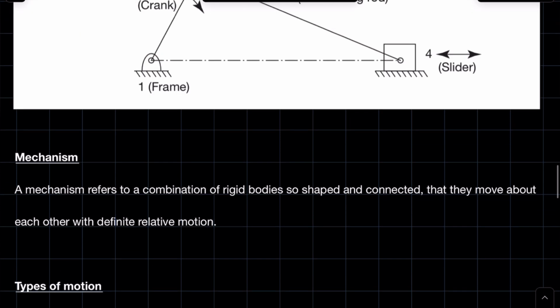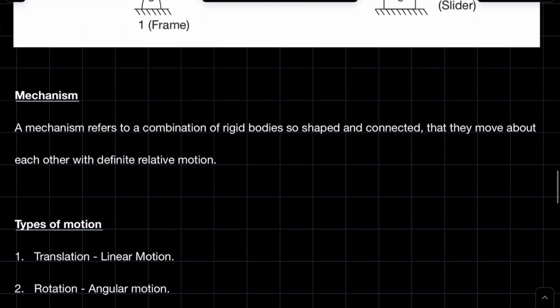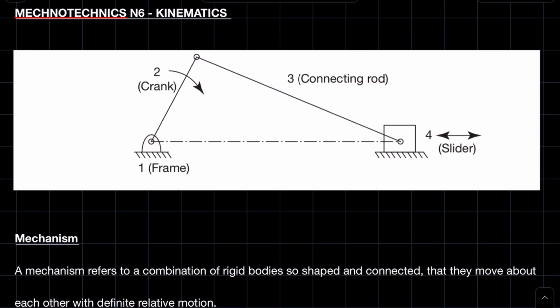Right. Now, in demonstrating what essentially a mechanism is, let's consider this slider crank mechanism, right? Now, you have different types of mechanisms. I'm not really going to get into the types of mechanisms. There's many of them, right? The one we are looking at right now is known as a slider.